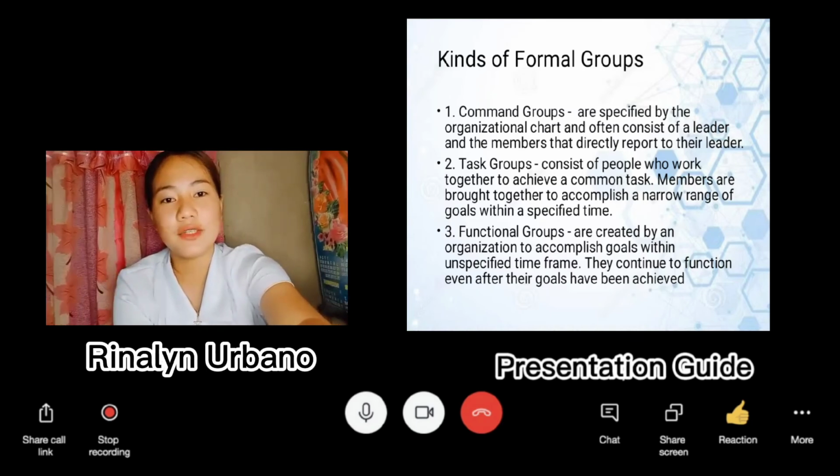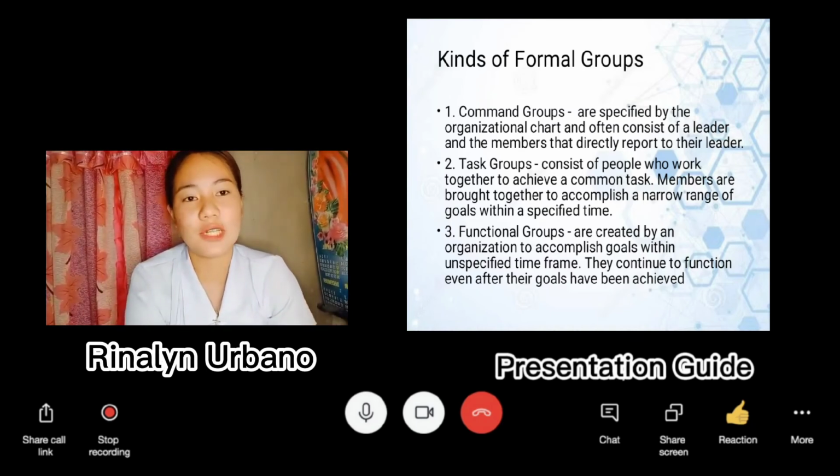For the last group, it is the functional group. It is created by the organization to accomplish goals within a specified time frame. They continue to function even after their goals have been achieved.